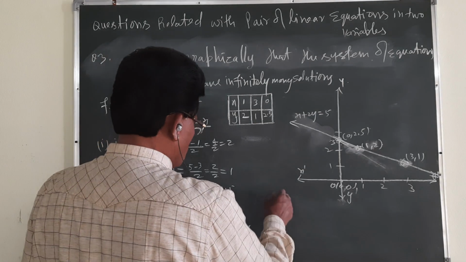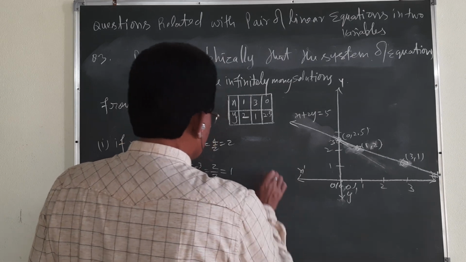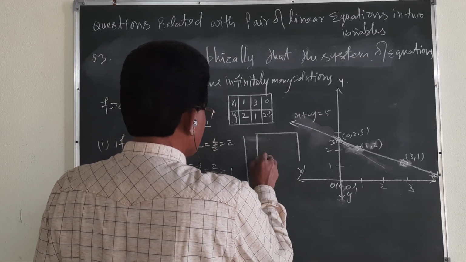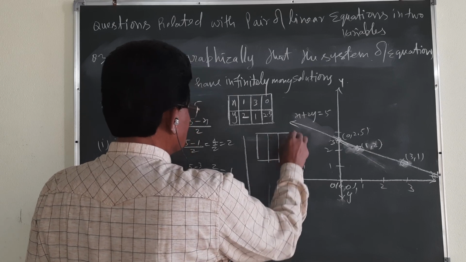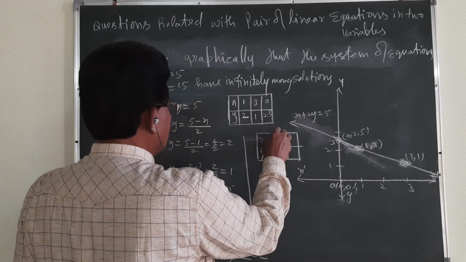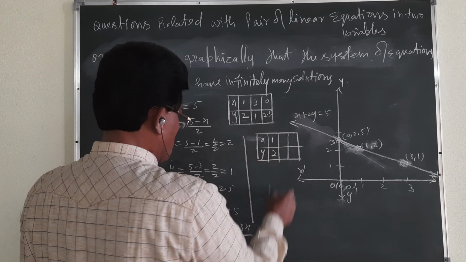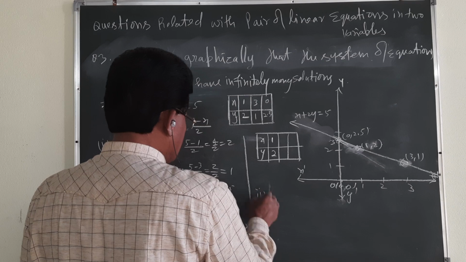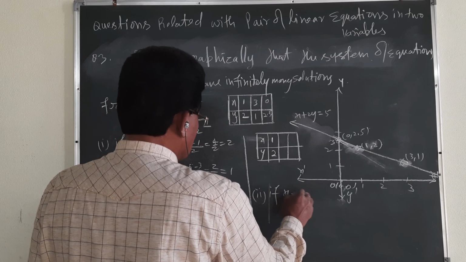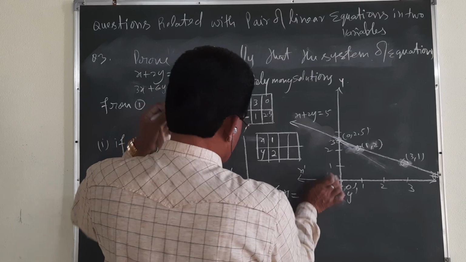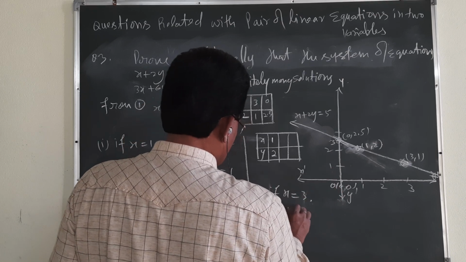That is why you draw the table here itself. You draw the second table, with x and y. If x is equal to 1, y will be 2. Second case, I am taking x equal to 3, and you will find out the value of y.